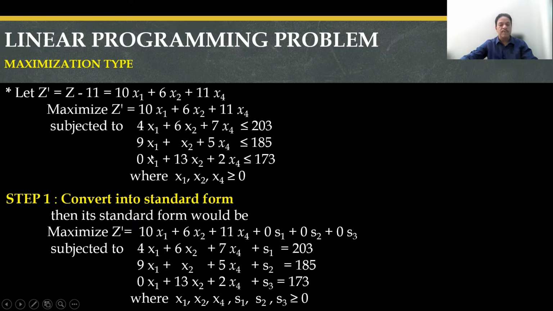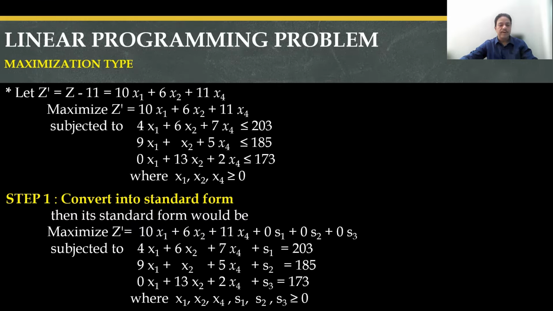Now, converting this problem into a standard problem means a problem where we have only the equal to sign instead of inequality. So since all three inequalities are of less than or equal to type, we have to add slack variables. So we'll add slack variables S1, S2, and S3 respectively in the first, second, and third constraint. And we'll also add S1, S2, and S3 with 0 as their coefficient in the objective function. Further, we will add S1, S2, S3 all greater than or equal to 0 in the non-negativity restriction.